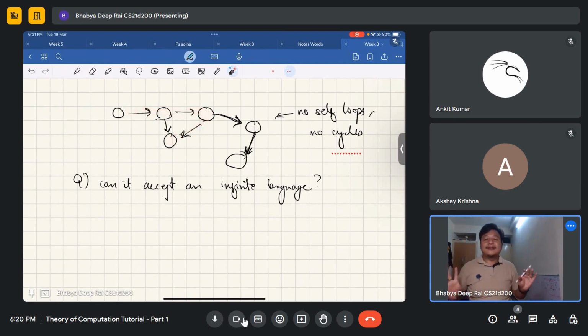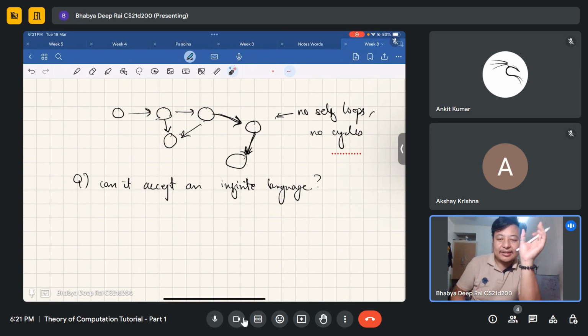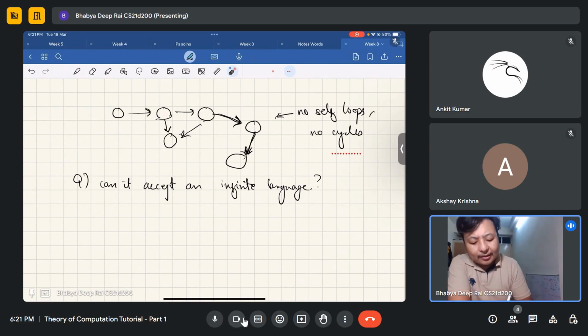It's all finite. If the DFA computation ends in a finite number of steps, any string that gets accepted by this DFA is of finite length, and therefore this DFA cannot accept an infinite language.